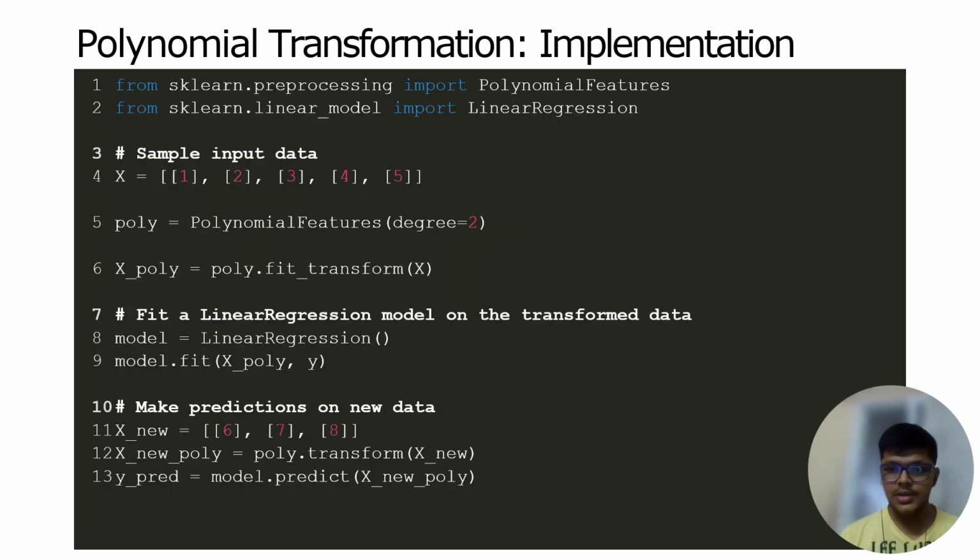While implementing it in Python, we make use of the scikit-learn library. We have a direct library function, PolynomialFeatures, that we can use, and we can define the degree we want, and it will give us the new features. Then we can simply use a linear regression model to get the new predictions.